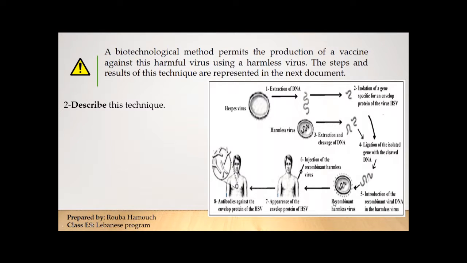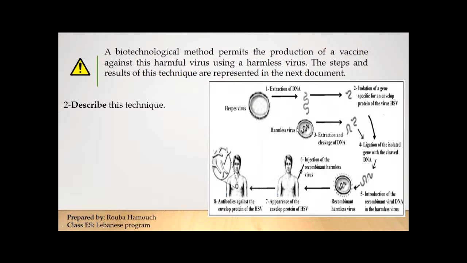So as you can see in this document, the first step is to extract the gene or the DNA from the herpes virus. So we extract first the DNA from the herpes virus. We need to isolate the gene that codes for an envelope protein of the virus. So in order to isolate this gene, we use restriction enzyme to cut the DNA and to isolate our gene of interest.